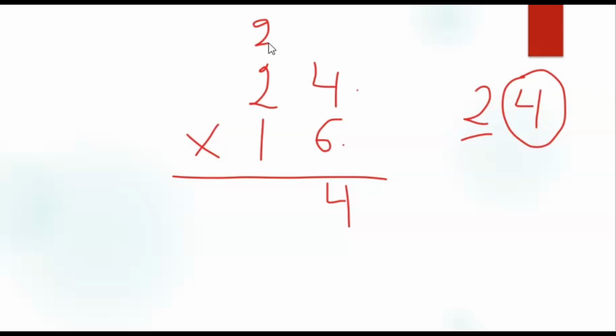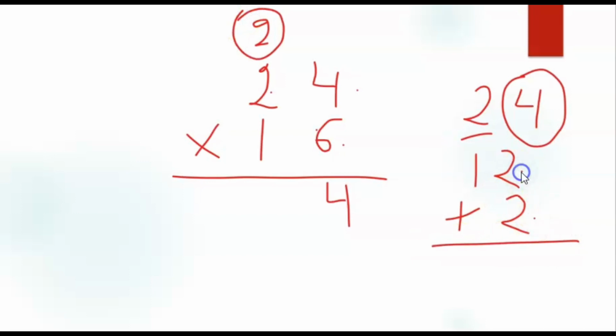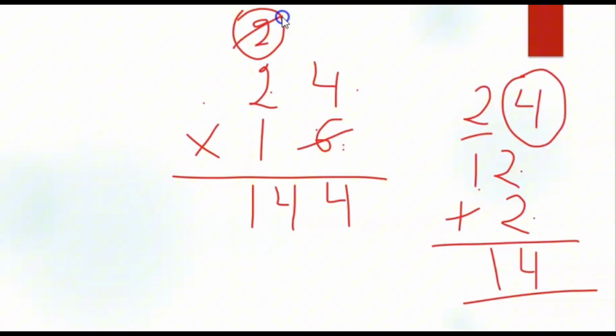Next step, we're going to multiply this 6 with this 2. 6 times 2 is 12 plus this 2 we have in our hand. You're going to add these two numbers. 2 plus 2, 4 plus 1 right here, 14. We do not have any more number to multiply with the 6, so you're just going to put down 14 over here. We are done with the 6. I'm crossing it off so you don't get confused. We are also done with this 2 on the top because we already added it.